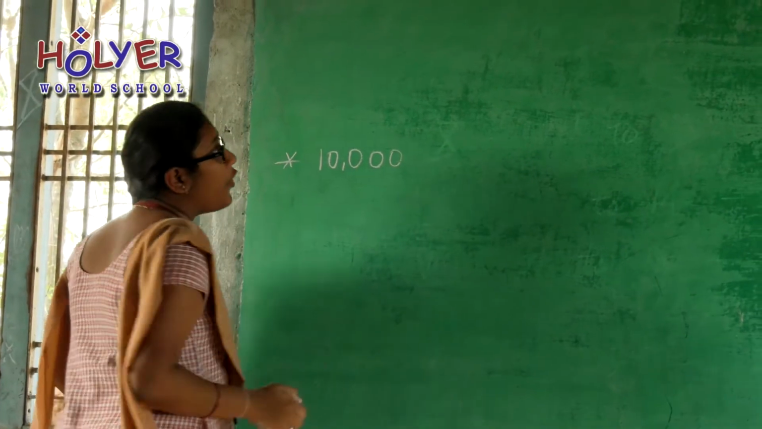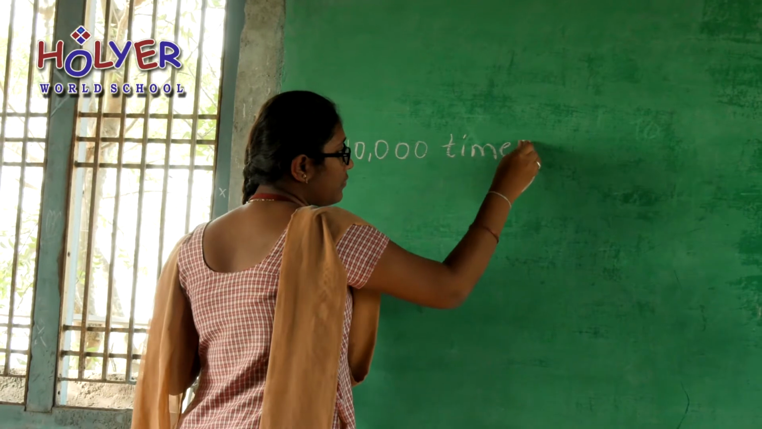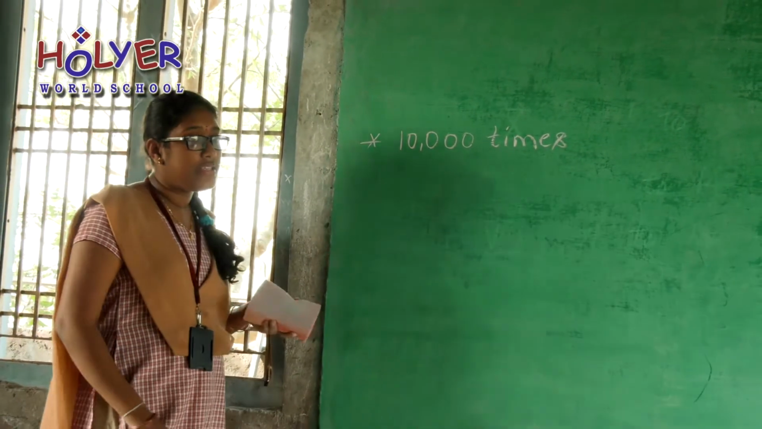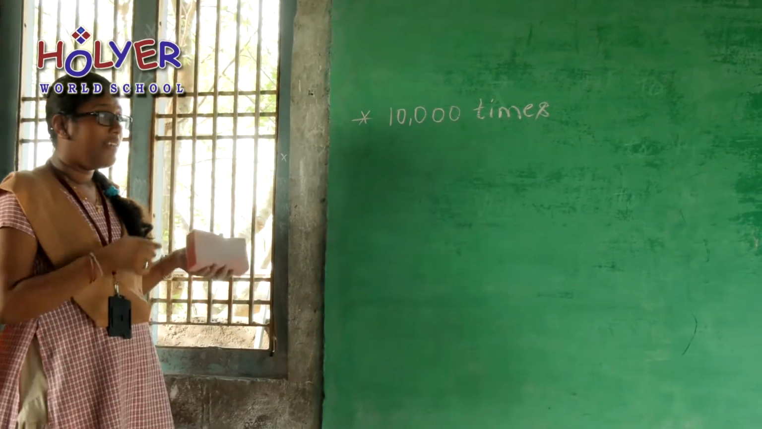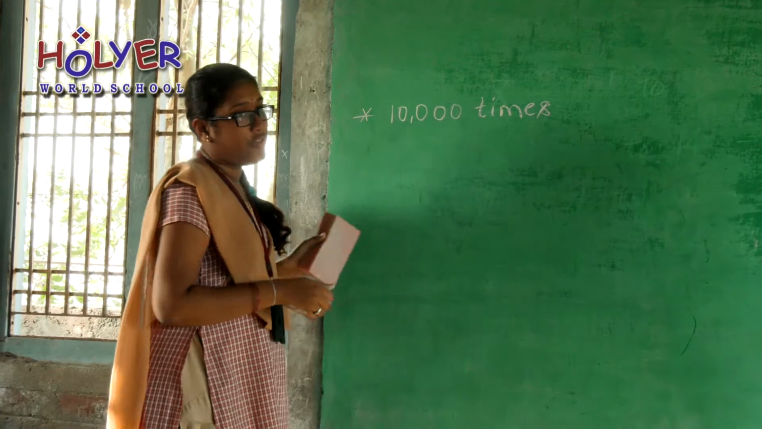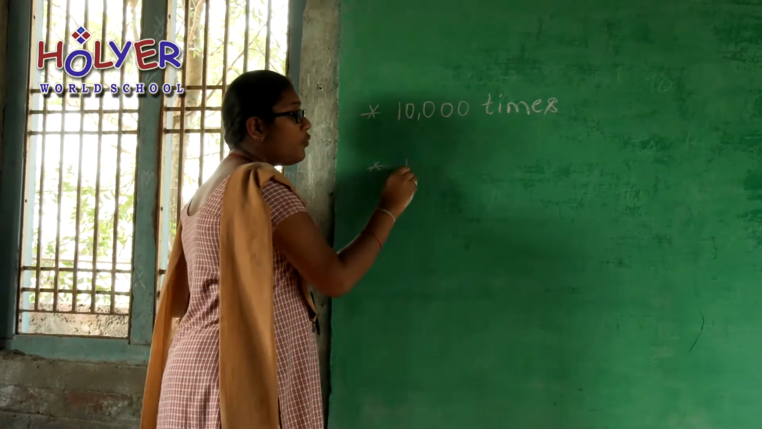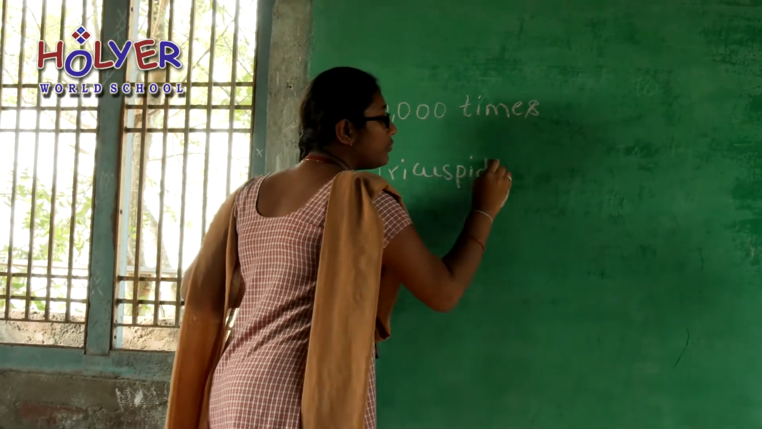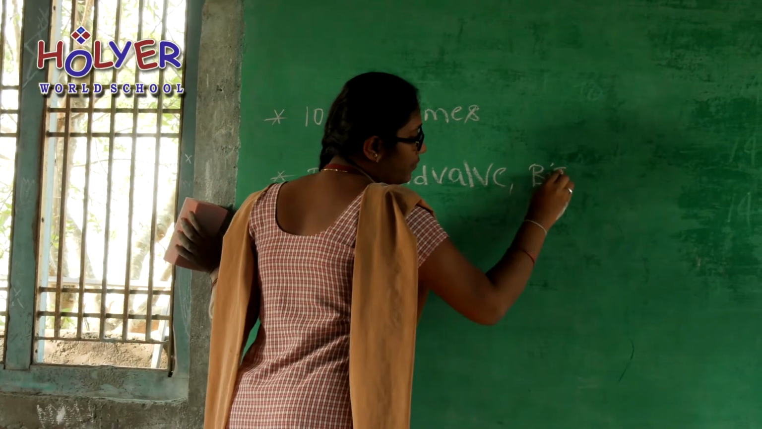The heart beats 10,000 times per day. And the heart produces the sound lub-dub. We already discussed that the lub-dub sound is produced when the cardiac cycle happens. We have discussed that there are two valves, the tricuspid valve and the bicuspid valve.